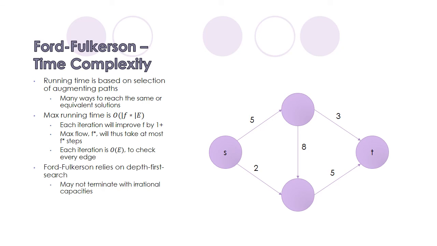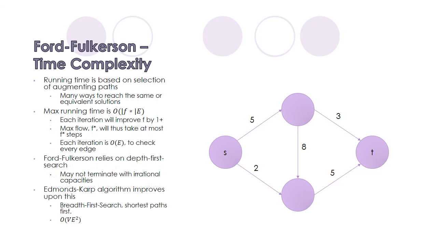So Ford-Fulkerson relies on depth first search. Now this causes issues because it may not terminate with irrational capacities because the runtime is based upon the flow. An improvement upon the Ford-Fulkerson algorithm is the Edmonds-Karp algorithm, and it uses breadth first search, which finds shortest paths first. Now this has the benefit that it will terminate with irrational capacities, and it also removes the reliance on the max flow in the runtime. So we now get a new runtime of O(VE squared).